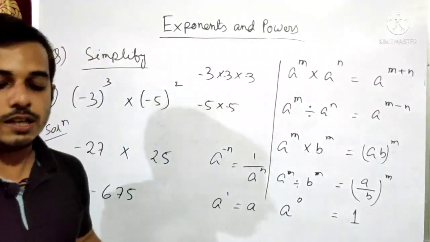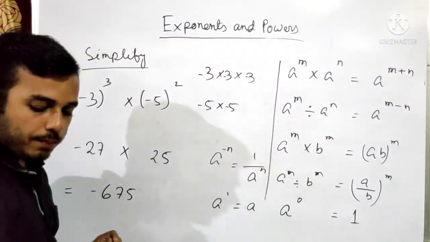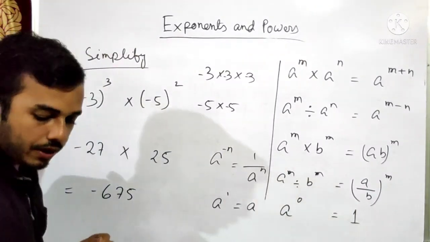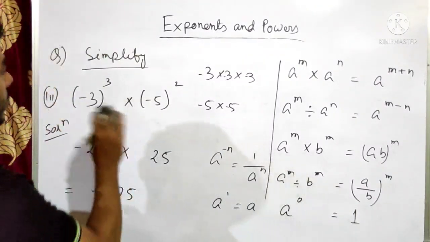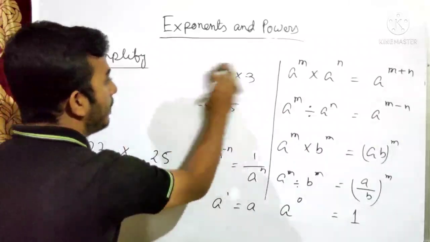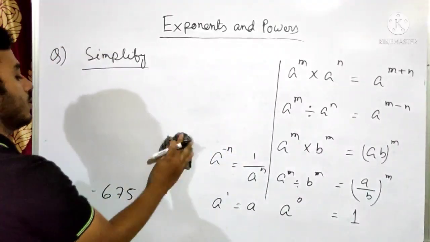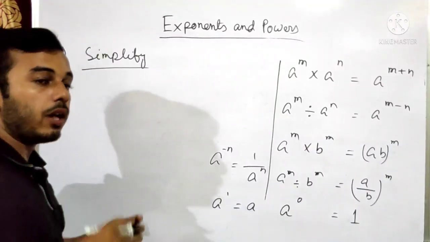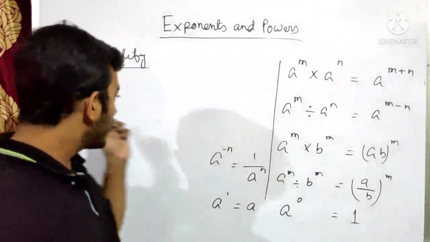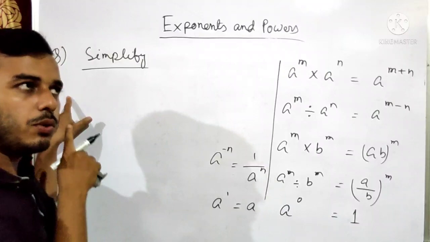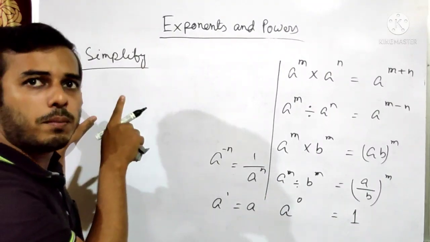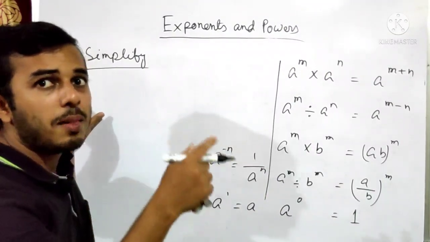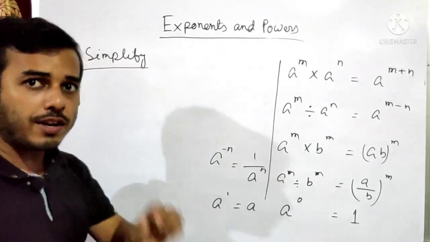Okay, so number 1, simplify 2 power 7 divided by 2 power 3. Okay, the same question, simplify, but in this case we will use the relations. Clear? In the earlier cases, what have we done? We found out the values, isn't it? For example, it was minus 3 power 3, and the next one was minus 5 power 2. First we found out the values, isn't it?